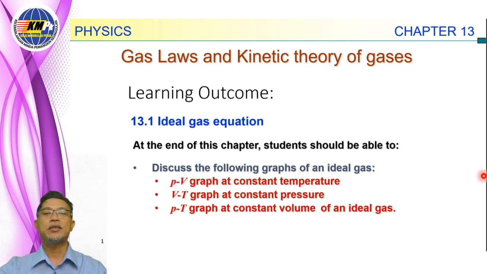So for the first one, at the end of the chapter, students should be able to discuss PV graph at the constant temperatures of an ideal gas. The second one, students should be able to discuss VT graph at the constant pressures of an ideal gas. And the last will be, students should be able to discuss PT graph at constant volumes of an ideal gas.